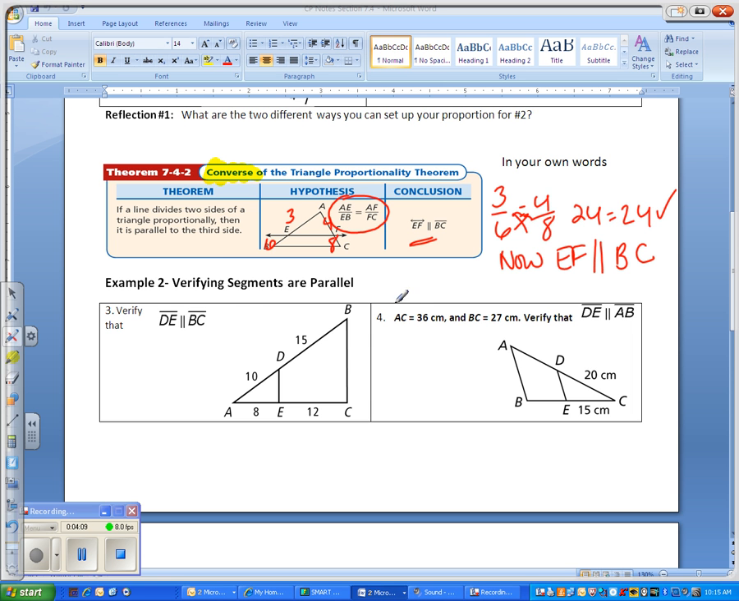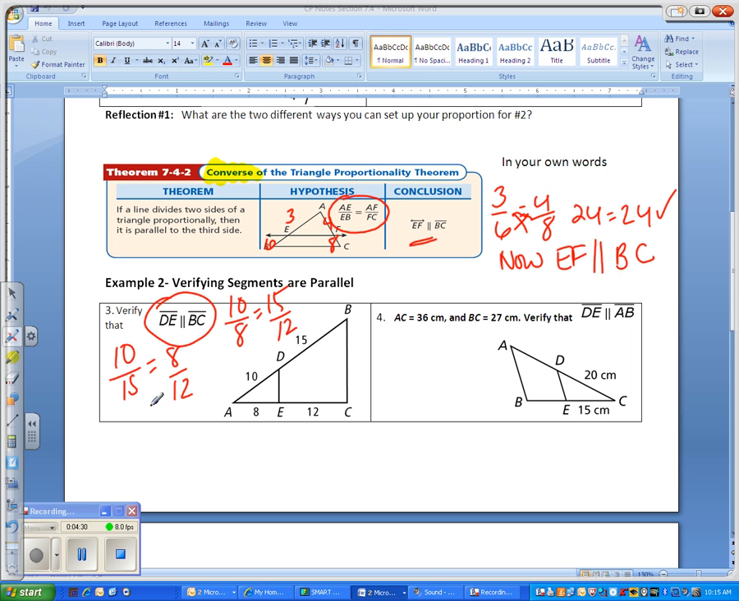So in 3 and 4, they want us to verify or show that these sides are parallel. So what we're going to do is write a proportionality statement. So 10 over 15 equals 8 over 12. That's one way you could do it. Another way you could write it is 10 over 8 equals 15 over 12. There's a couple more ways you can write it.